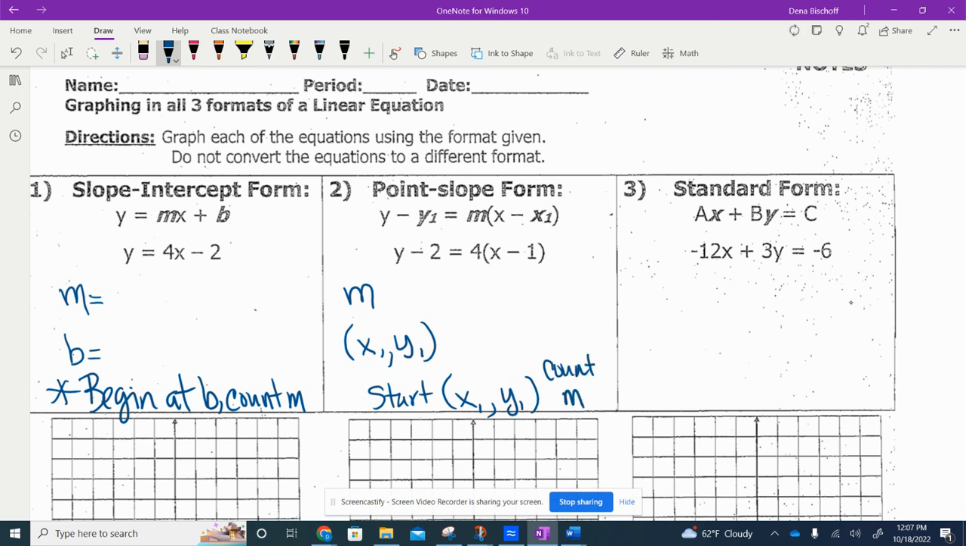For this one, I want you to use the cover-up method to find your x-intercept and your y-intercept. Well, I understand that, but when you cover up the y to get the x, it would be -6 divided by -12. Which is a fraction, 1/2. Right? Okay. Does that make sense?